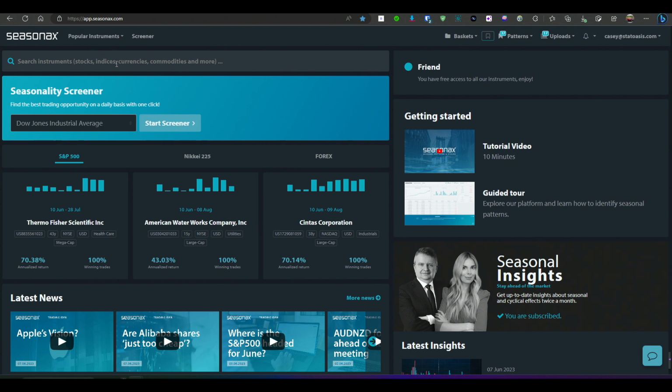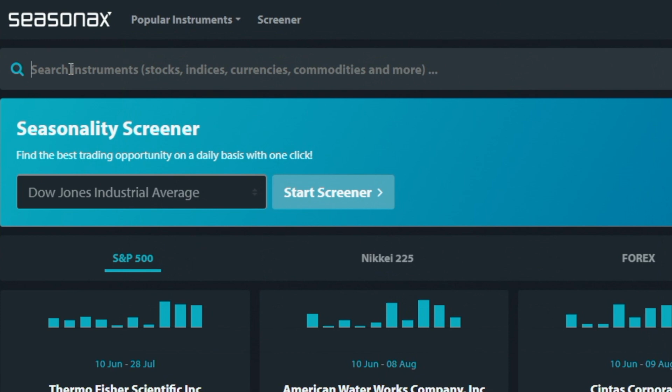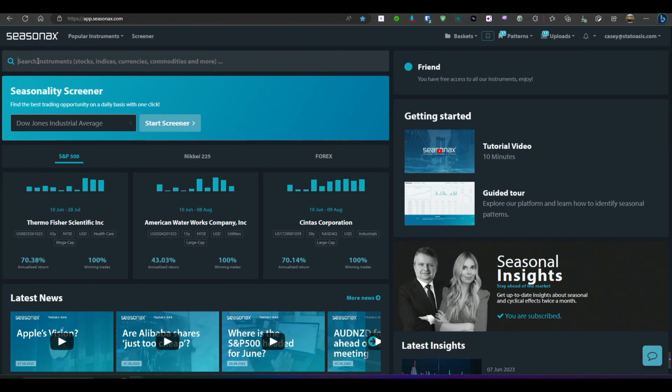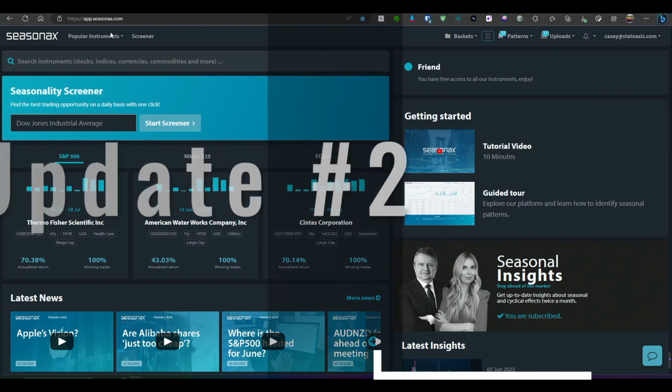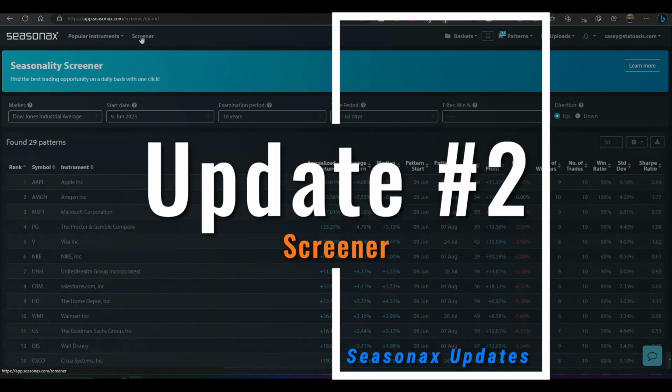Now, Seasonax has data for global markets, for around 25,000 instruments. Here you have the popular instruments, and of course, you can search and look for global instruments. And they have data up to 100 years, depending on the instrument. I'll start first with the screener. This makes it easier for you to find patterns.